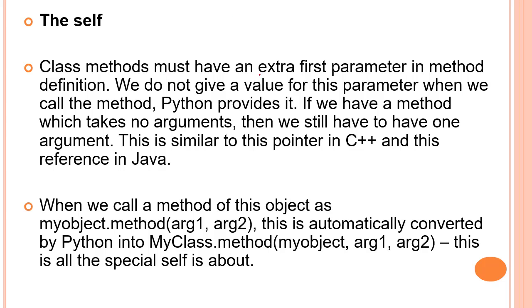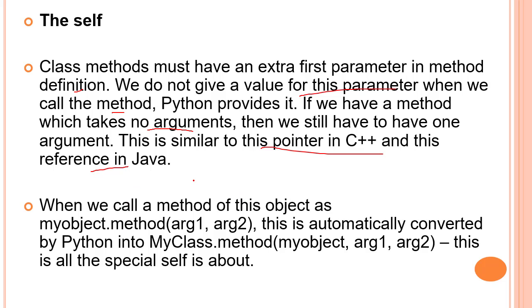Now class methods must have an extra first parameter in the definition, that is self. We do not give the value of the parameter when we call the method, so it's just a reference to the object. Python provides it. If we have a method which takes no argument, then we still have to have self in it. This is quite similar to pointer in C++ and reference in Java. So if you don't get this, that's totally fine. You just have to know that self is a variable that gives a reference to the instance of an object itself.